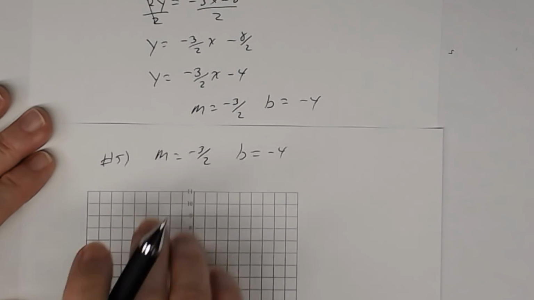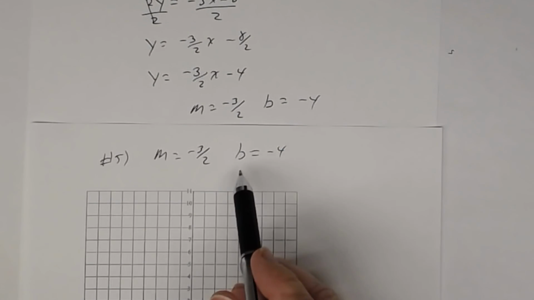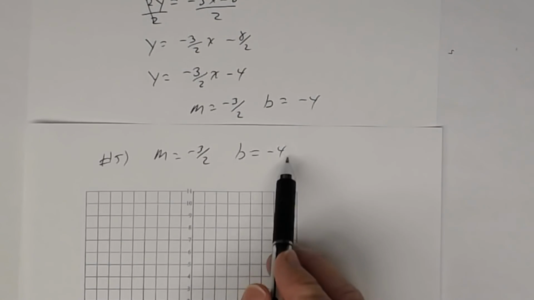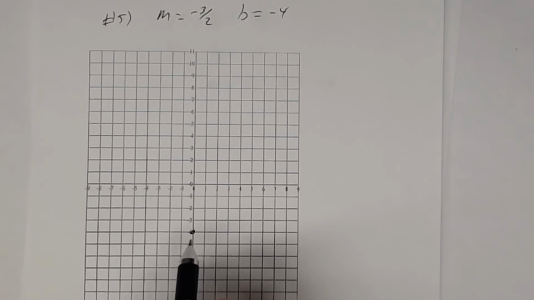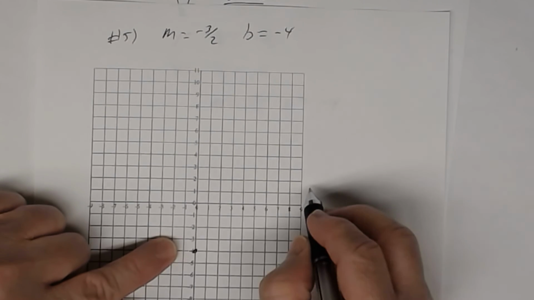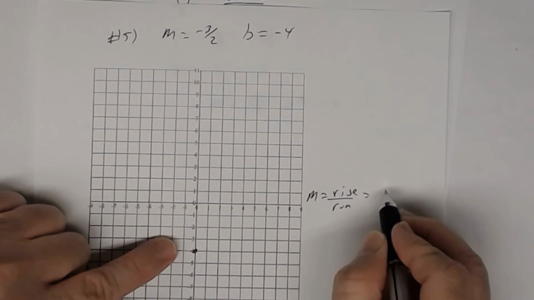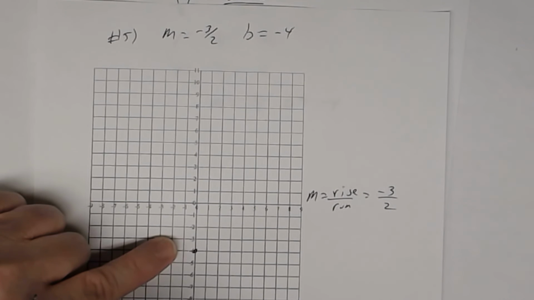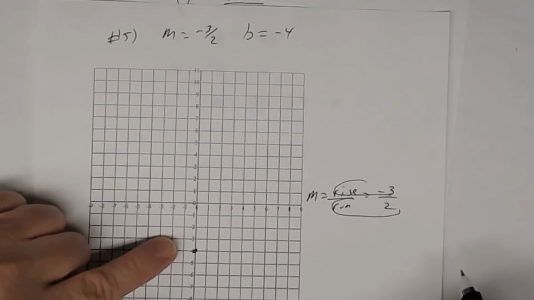Now remember the slope is negative, so your line has to fall, okay? All right, so remember to graph a line, you need 2 points. So you know the y-intercept is -4, so there's one of my points right here. And from that point, I'm going to use the fact that slope is rise over run. And in this case, it's -3 divided by 2. And so my rise is -3 and my run's +2.